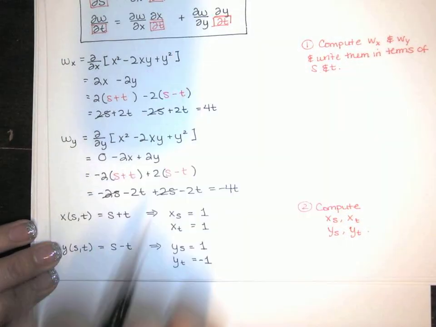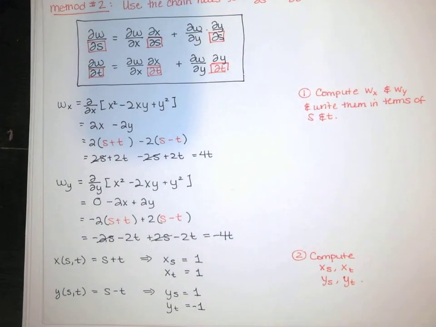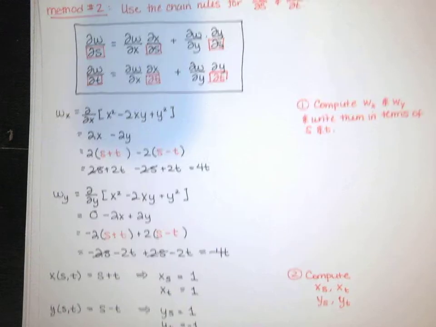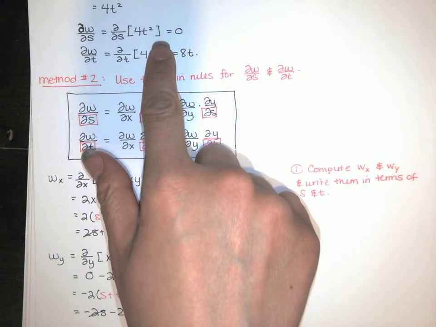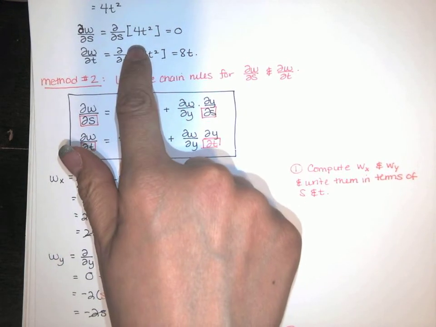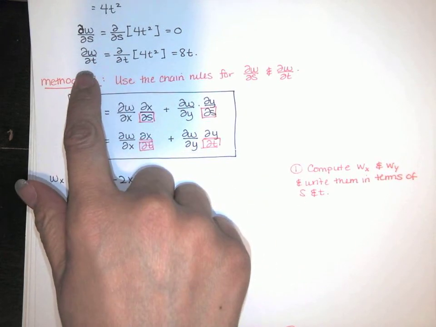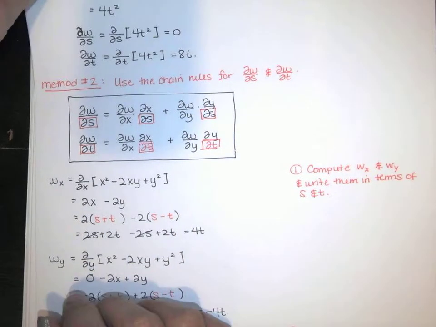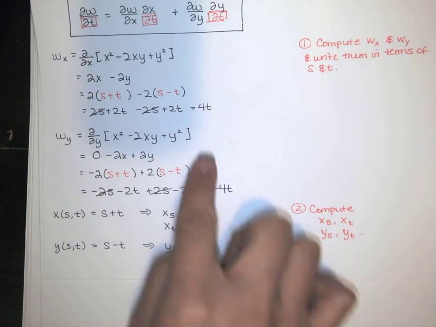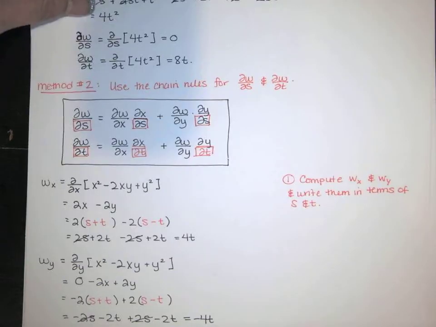Now we just substitute into those formulas up there, and those will give us the partials of w with respect to s and t, and hopefully we get exactly the same result we got up here. The partial of w with respect to s is 0 because there's no s's here. And the partial of w with respect to t should be 8t if we've done everything correctly. Okay. So I've got all these derivatives. Keep that in mind.